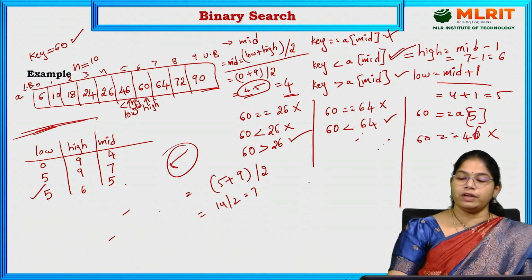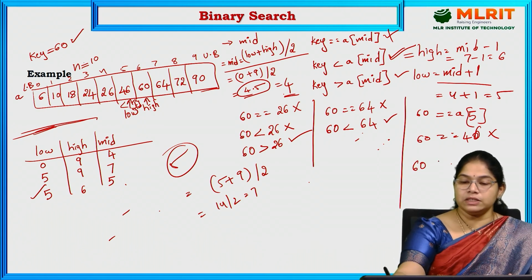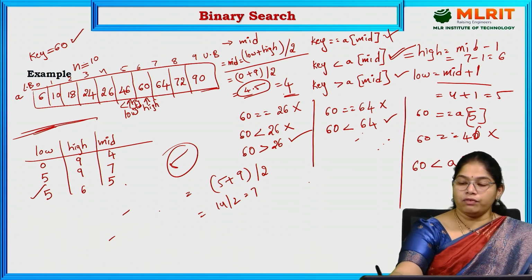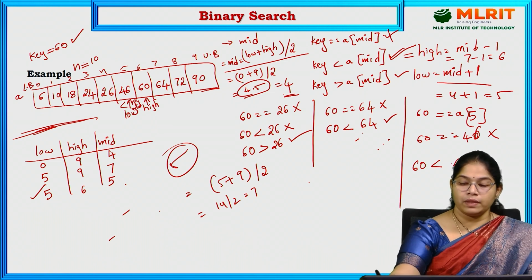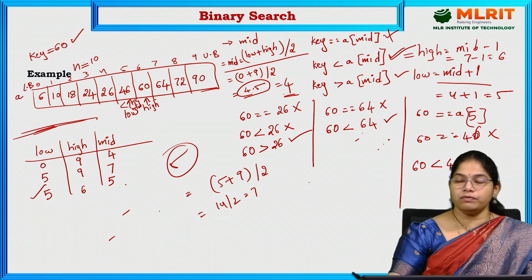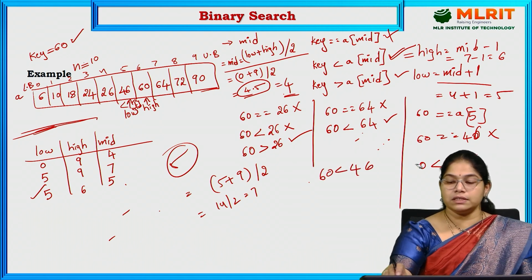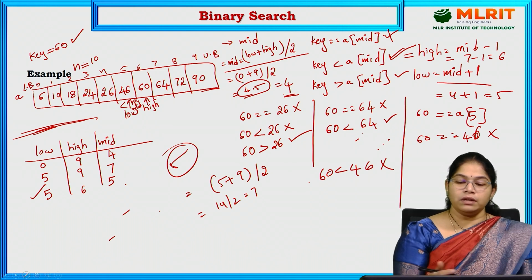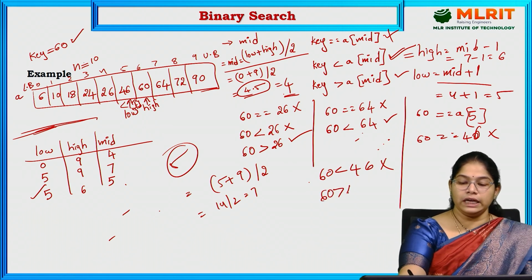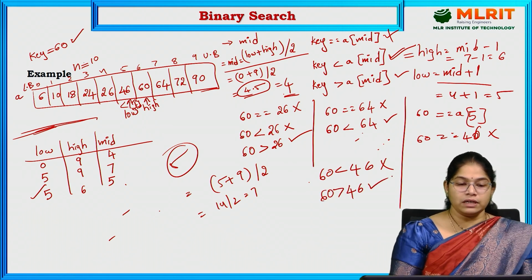So the next condition we have here: is key, that is 60, less than A of 5? A of 5 is 46. Is 60 less than 46? No, this case is false. Now we have to check whether 60 is greater than 46. Yes, this condition is true.